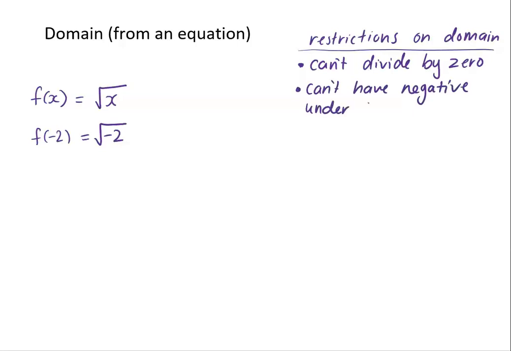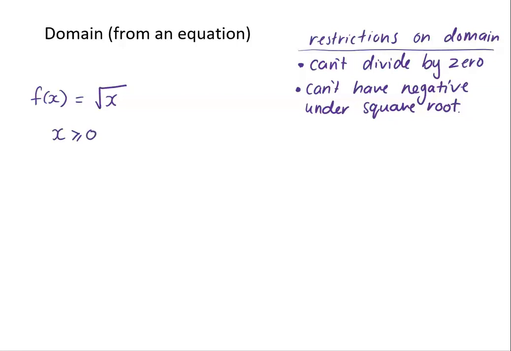Doesn't matter what else is going on in the function. If it's got a square root in it, we have to make sure we do not have a negative underneath the square root. Those values won't be in our domain. So considering this first function here, we know that our x value has to be 0 or greater. We can take the square root of 0, that's just 0. But as soon as we get a negative under the square root, then those values are not in our domain. So what that tells me is all of the x values have to be greater than or equal to 0.